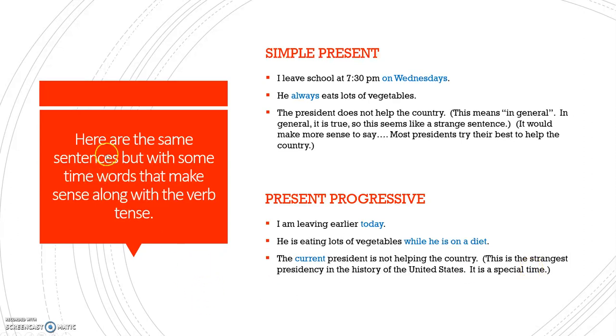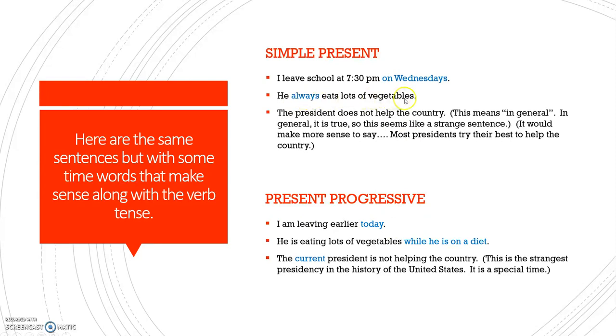Here's the next slide. Here are the same sentences, but with some time words that make sense along with the verb tense. Simple present: "I leave school at 7:30 p.m. on Wednesdays." You can see that's my routine every Wednesday. Compare that to below. "I'm leaving earlier today." Maybe there's a special meeting or appointment, something different going on today, and that's only for today.